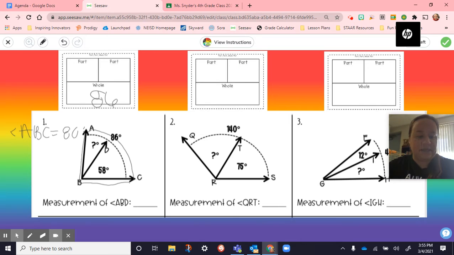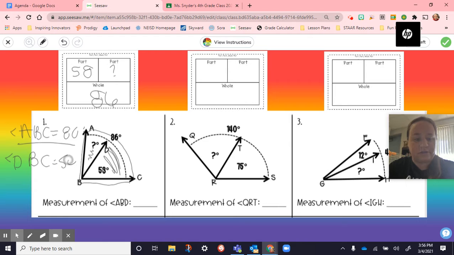And then I noticed that 86 has been split into 2 parts. There's one part right here that's 58 degrees. So I'm going to put that as a part. And then there's another part right here that's missing. So I'm just going to put a little question mark. And so if I know the total, and I know angle DBC, which is one of the parts, is 58 degrees, then when I have a whole and I have a part and I need the missing part, I'm going to subtract. So I'm going to do 86 minus 58, subtract, and that'll give me my missing part.